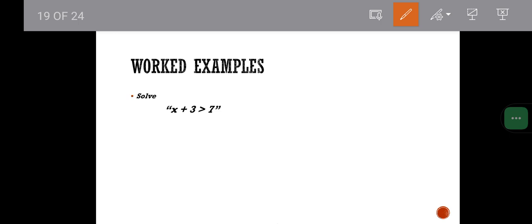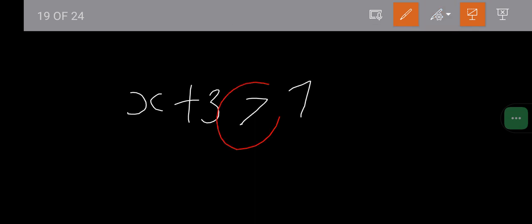For the first question, it says solve x plus 3 greater than 7. It means simply that we want to make x the subject of formula. So just like you're having the equal to sign, remember, whenever you see an inequality, it also means equal to. All right, let us solve.